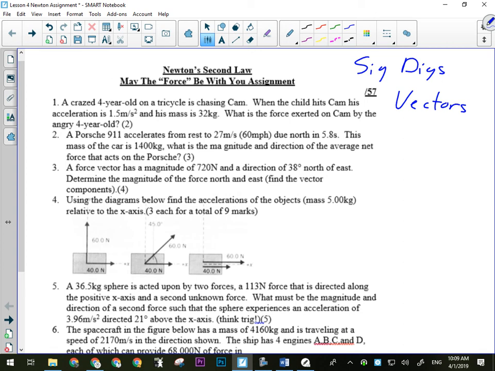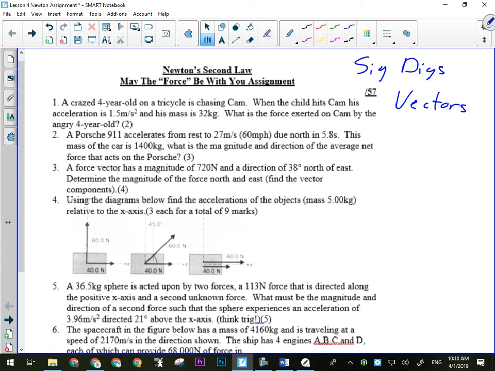Okay, question number 2, not really any tricks to that. You've got just a Newton's second law question. It does give you some velocities. Make sure you realize that these are velocities and not accelerations. This is a time, and that you use them correctly.